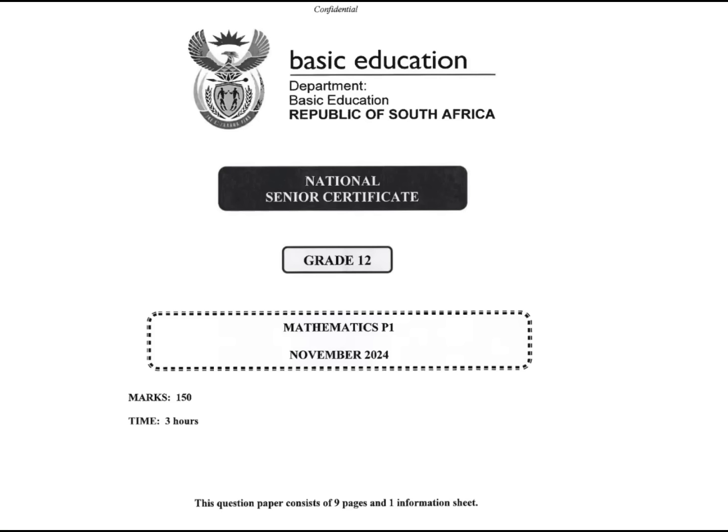Okay, so we have our National Senior Certificate, grade 12, and this is Mathematics, paper 1, November 2024. The paper was just written last year around this time, so we're going to use it to practice for our upcoming November 2025 Mathematics paper 1, which will be written around the first week of November.